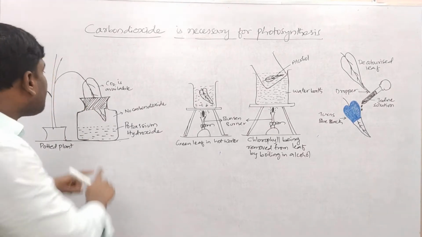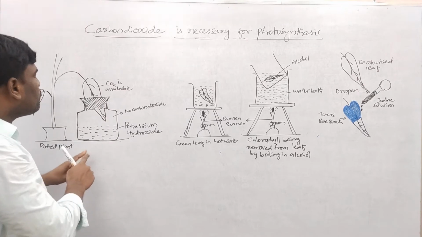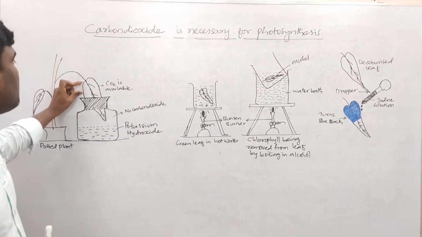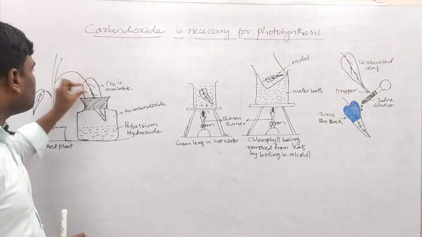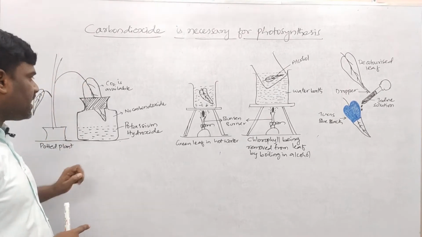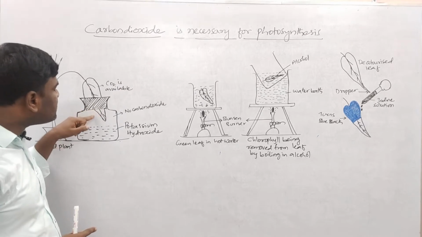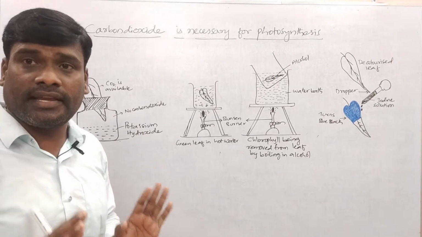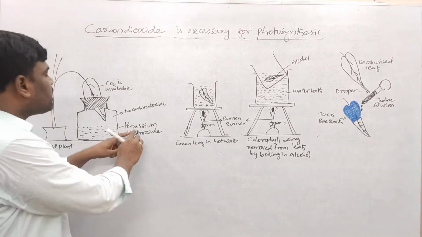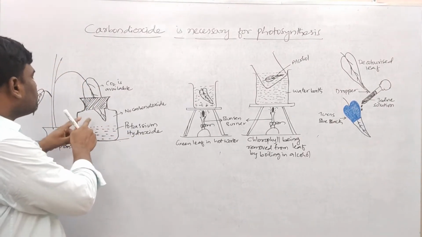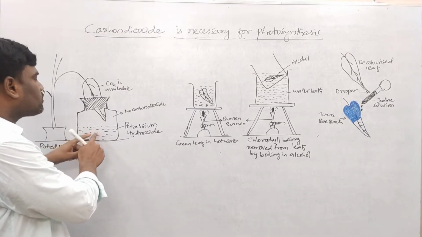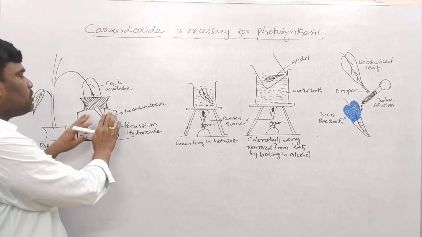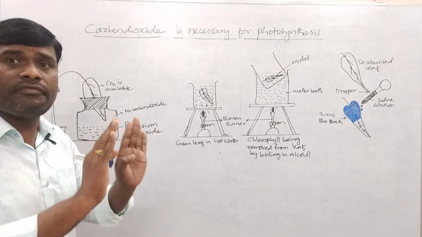Why are we arranging it in this way, children? Because for the half of the leaf which is outside the bottle, carbon dioxide is available, whereas for the half of the leaf which is inside the bottle, there will be no carbon dioxide here. Why? Because potassium hydroxide is already in the bottle, so it will absorb the complete carbon dioxide which is present in the bottle. So this bottle is carbon dioxide free now.